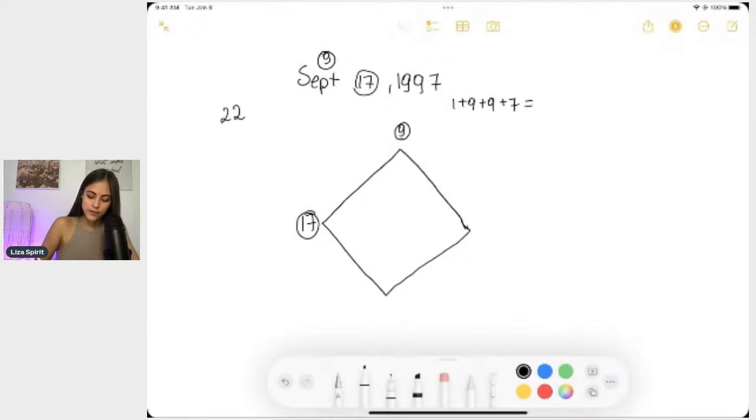Before I proceed, this is important to say. Why is it important? Because if you were born on the 23rd, you're not going to put 23 here. What you will have to do is add 2 plus 3, and it will be 5. Again, we have 22 energies, from 1 to 22. Whatever is over 22, you will have to add these numbers.